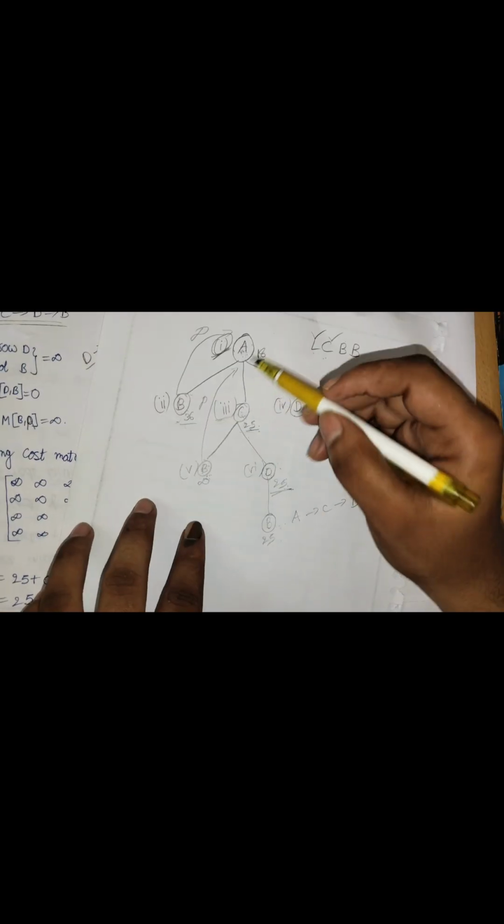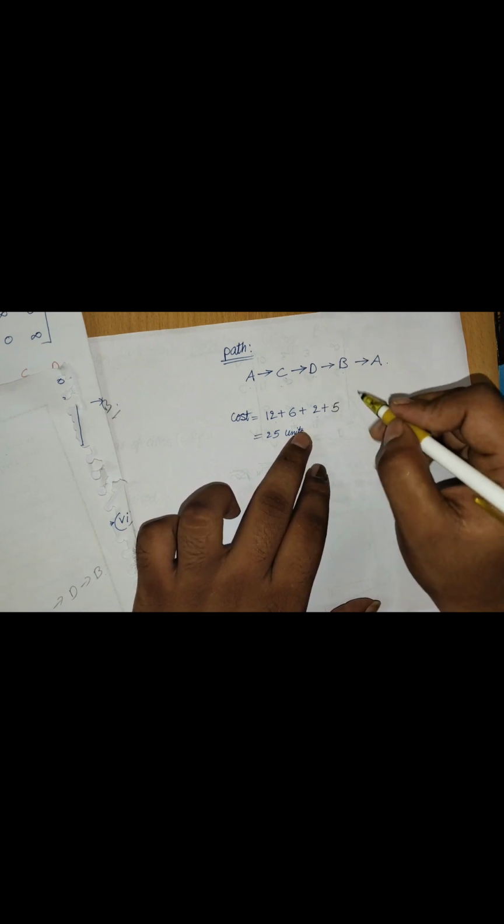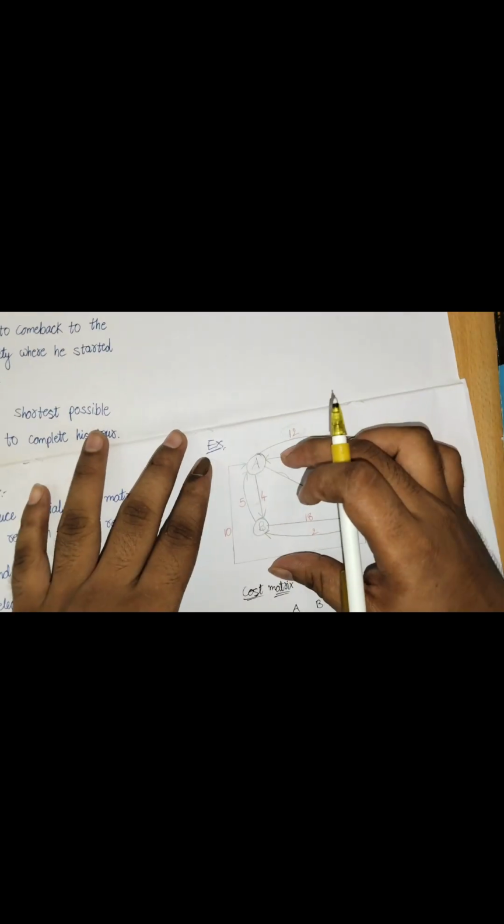So the path you have taken to complete the tour in the minimum cost is this one. We have seen the rules, right? You have to return to the same city where you started. So the path is A to C, C to D, D to B, B to A. So we will be calculating the cost. A to C cost is 12, C to D cost is 6, D to B cost is 2, and B to A cost is 5. Cost in the sense I am saying is the weights of the edges. So it will be 25 units. So we have used the traveling salesman problem to complete this whole tour in 25 units.